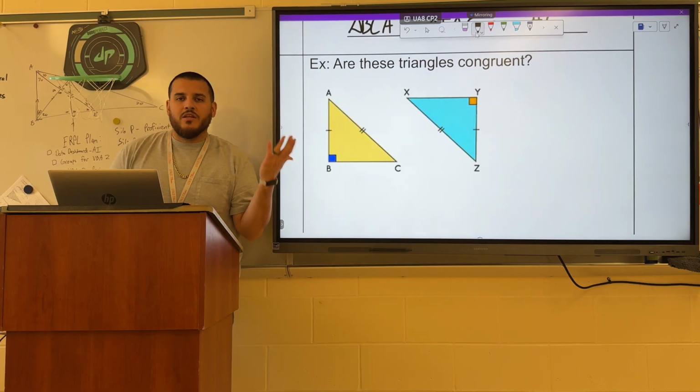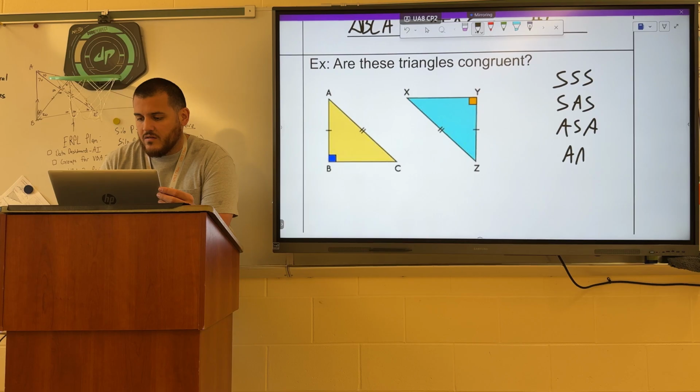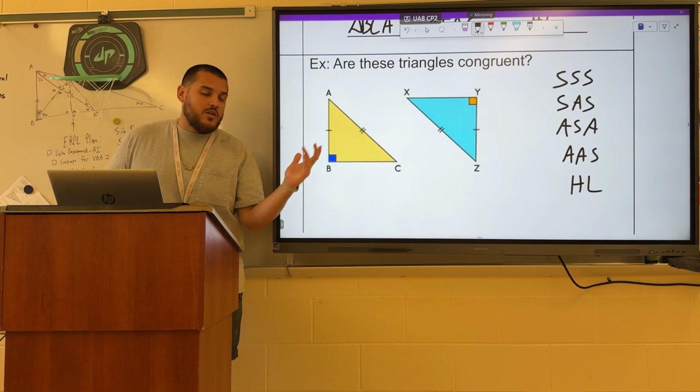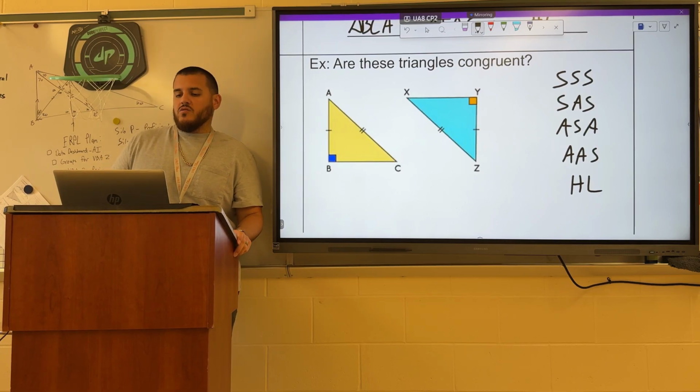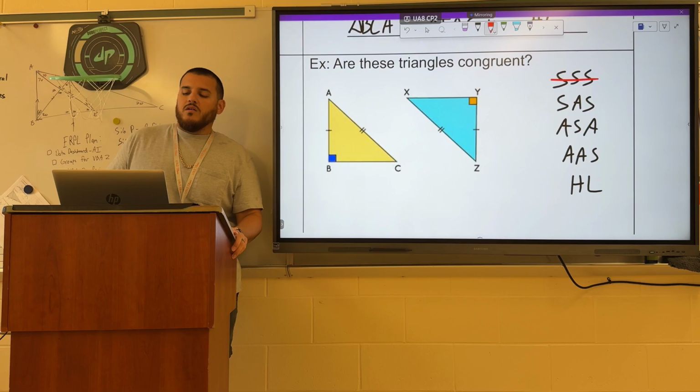For this example, I'm going to give you that little process of elimination idea again. So we're going to write down all of our theorems. We know all 5 of them now: side, side, side; side, angle, side; angle, side, angle; angle, angle, side; and hypotenuse leg. And we're going to test all of those theorems against the criteria, or the information that's given here on these triangles. So first, we can eliminate side, side, side because we don't have all 3 sides marked congruent on these triangles. So there's no way we can have the side, side, side theorem.